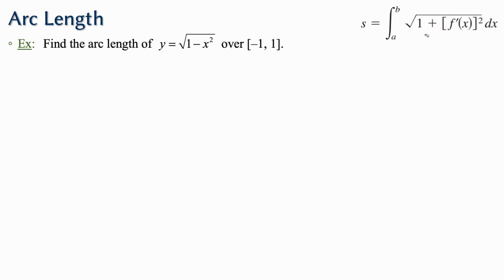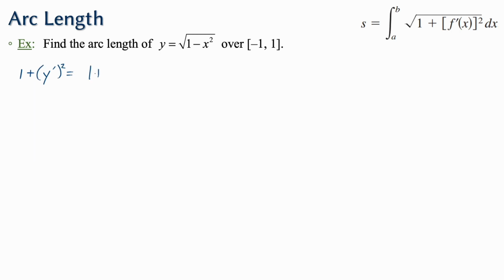Let's just figure out what is 1 plus the derivative squared, and maybe do some algebra with it to the point where we feel comfortable placing it underneath a radical. So in this case, let's just begin by saying, okay, we're going to do 1 plus our derivative squared. So y prime squared.